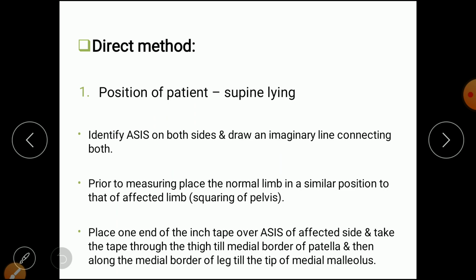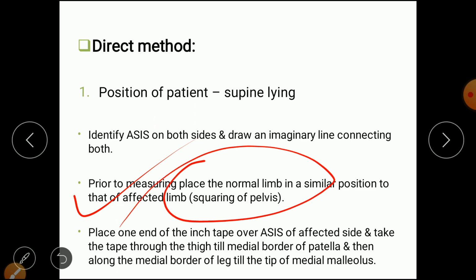In the direct method, the patient is positioned supine. Identify both ASIS and draw an imaginary line connecting both ASIS. Prior to measuring, place the normal limb in a similar position to the affected limb. Squaring of the pelvis is important when you measure by the direct method. What is squaring of the pelvis? We can show later. Place one end of the tape over the ASIS of the affected side. Then take the tape through the thigh to the medial border of the patella, and then along the medial border up to the tip of the medial malleolus.